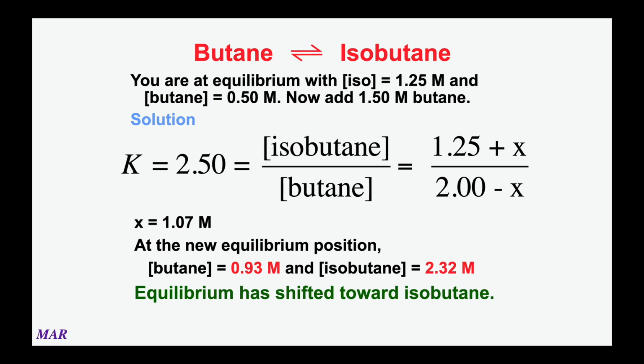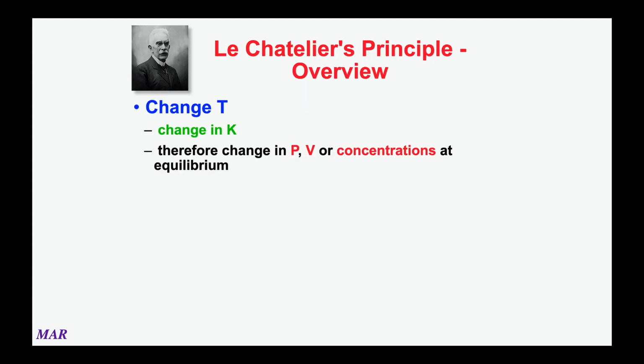That's 2.32. And again, because K was larger than 1, of 2.5, we would expect more product than reactant. We do see the isobutane is larger than the butane. That's good. Equilibrium has shifted to the right. It was at 1.25 and now it's 2.32. So adding a reactant made the products go up. Good to go. An overview of Le Chatelier's principle, I think, is kind of helpful.